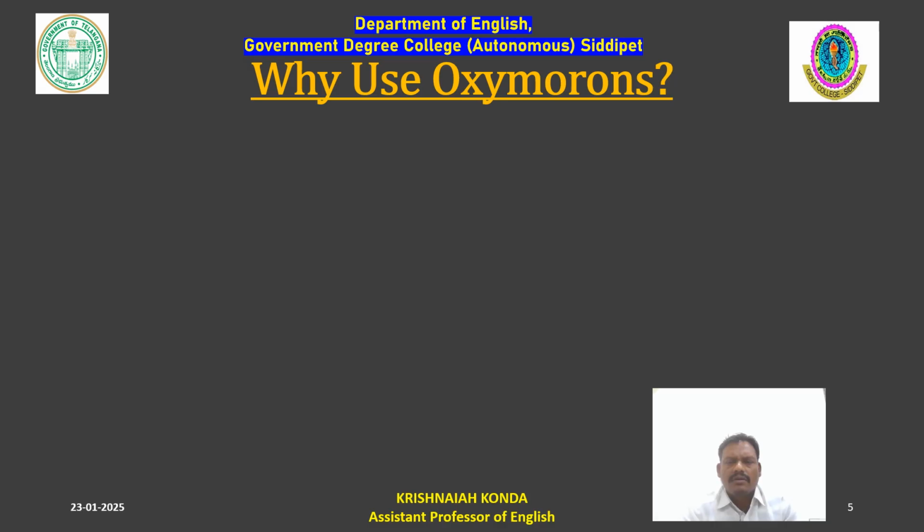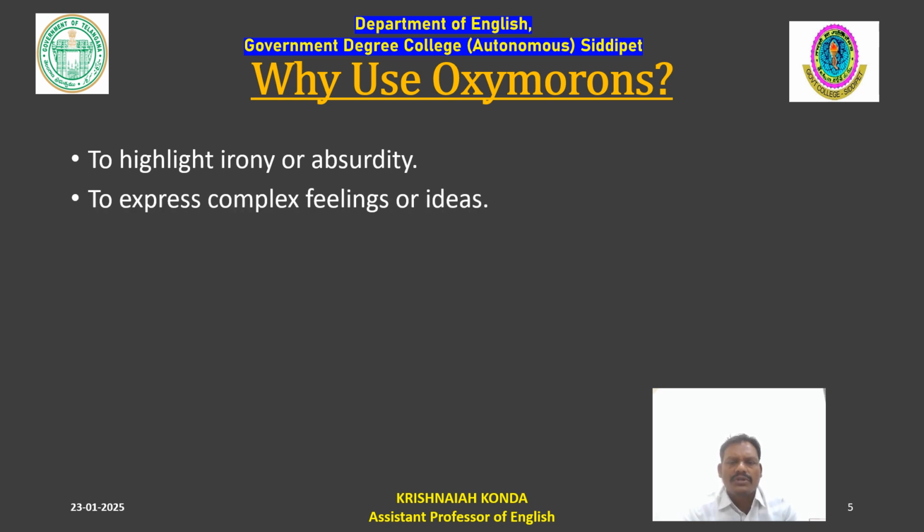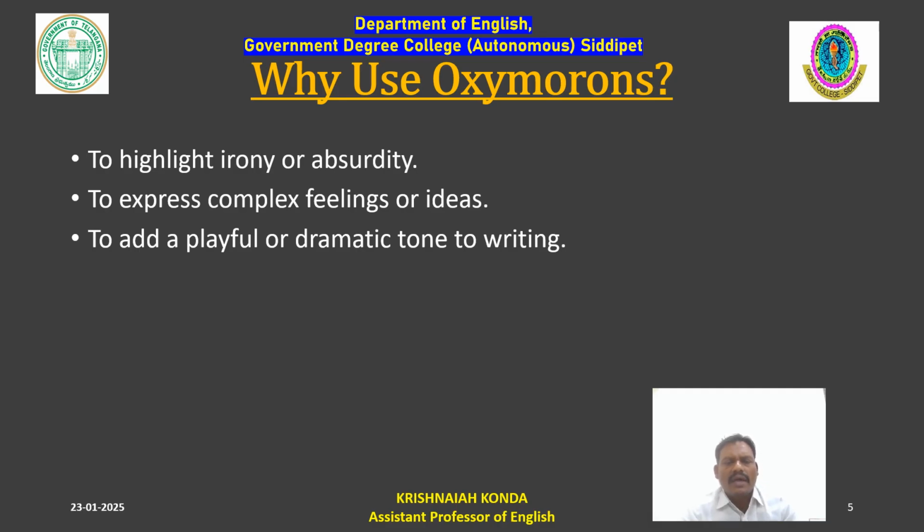Now let's see, why do writers use oxymorons? Oxymorons help writers communicate irony, absurdity, or deeper truths in an engaging way. So, oxymorons are used to highlight irony or absurdity, to express complex emotions, to make their writing playful or dramatic. So, oxymorons grab attention and make readers think about the deeper meaning.